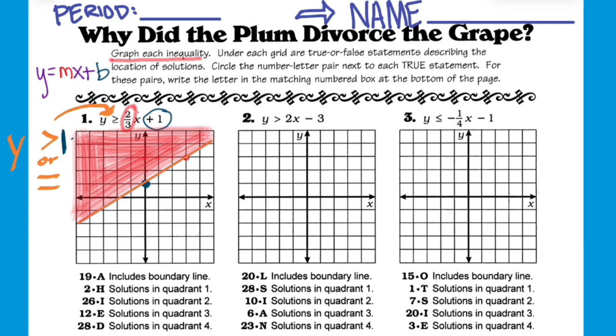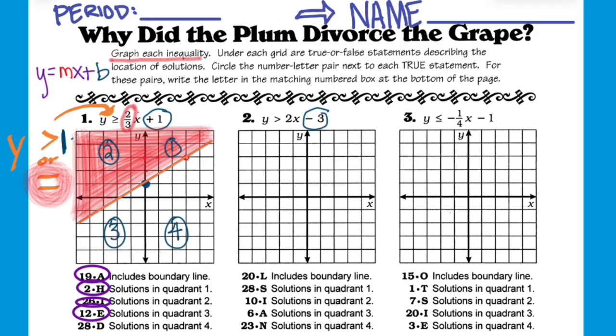So then I look at these questions down below, and it says, can it be included on the boundary line? Yes, it is on the line, first of all. And are there solutions in quadrant 1? Yes. Is there solutions in quadrant 2? Yes. Is there solutions in quadrant 3? Yes. But there is not in quadrant 4, so I don't circle that one.